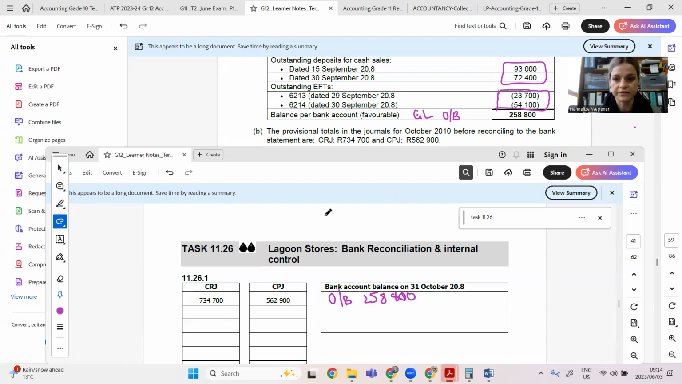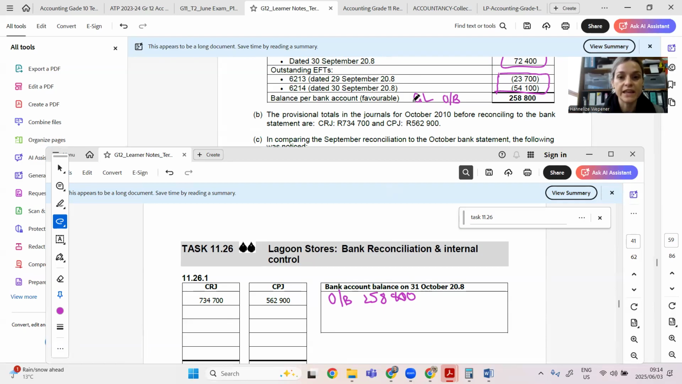Okay, so 258,800. There we go. And then we now have to calculate the correct amounts in the CRJ and the CPJ. We are going to add the total as per the CRJ, and we are going to subtract whatever we had in the CPJ to then get to our closing balance as per our bank account. So closing balance. There we go.